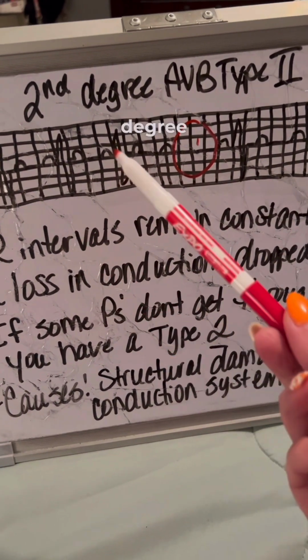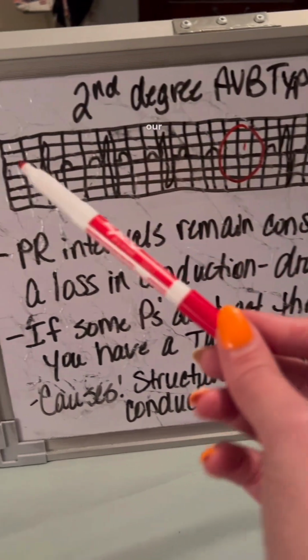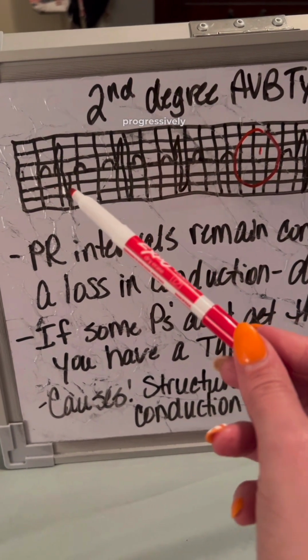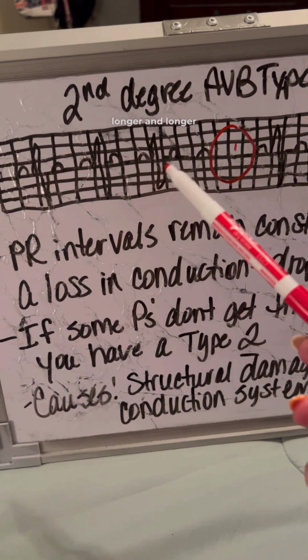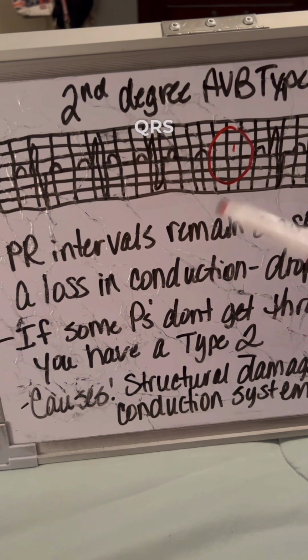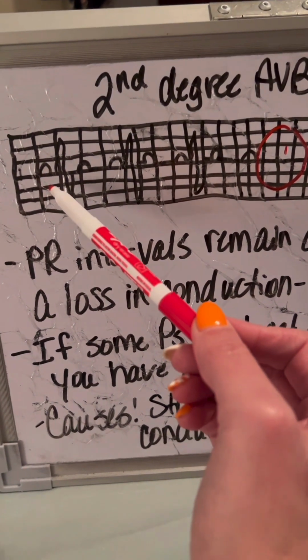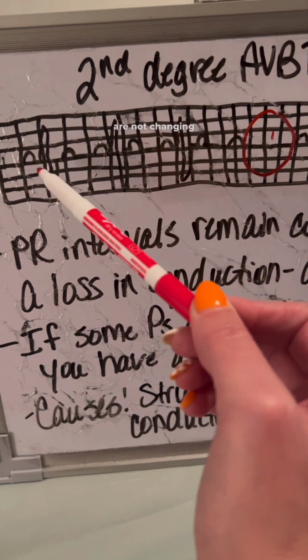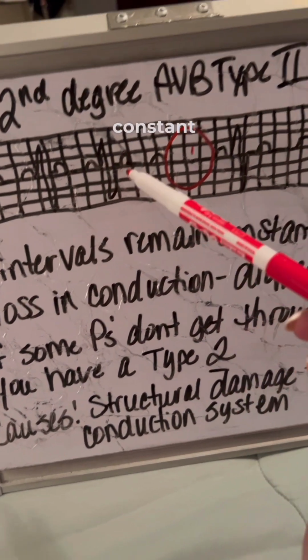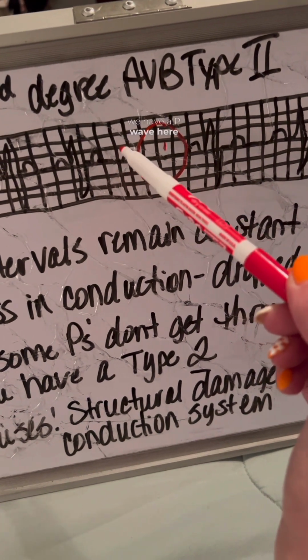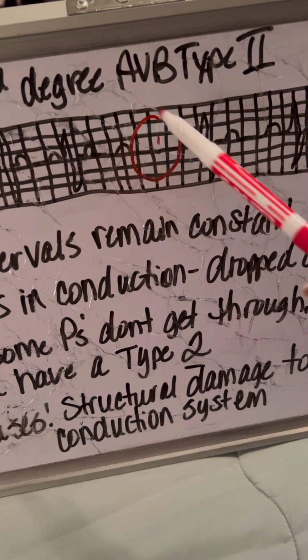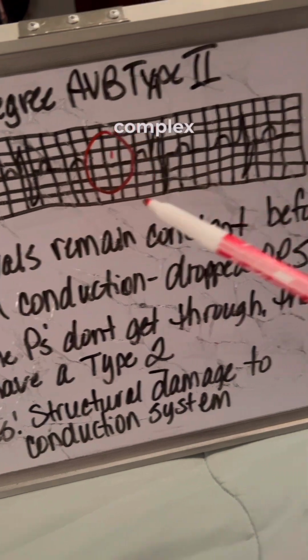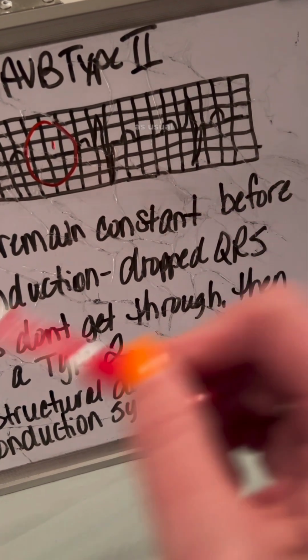Remember, with a second degree AV block type 1, our PR intervals progressively got longer and longer and longer before we dropped a QRS complex. Here, you see that our PR intervals are not changing. They are remaining constant. Then boom, we have a P wave here and no conduction, no QRS complex, and then it's back to business as usual.